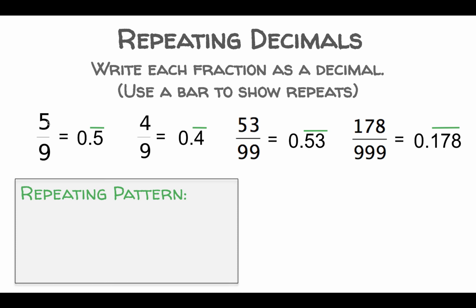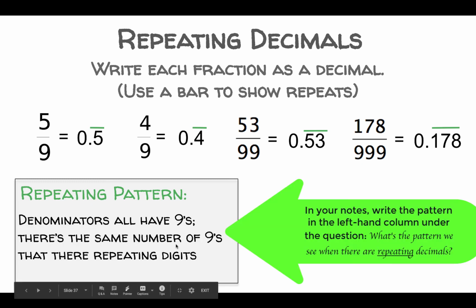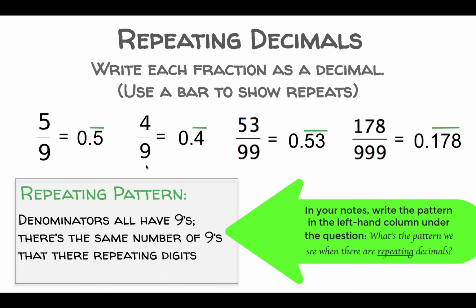The numerator number is what's repeating. Same thing over here. Here is the pattern. The denominators all have 9. And there's the same number of 9s as there are repeating digits. So for example, the 5 repeats, there's 1 9. The 4 repeats, that's 1 digit that's repeating. My denominator's a 9. There's 2 digits that are repeating. My denominator has 2 9s in it.